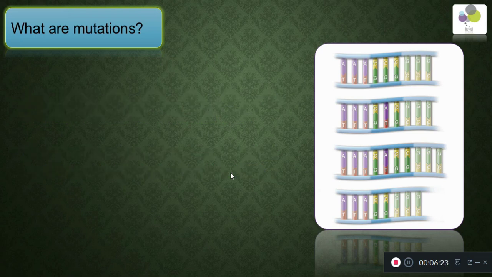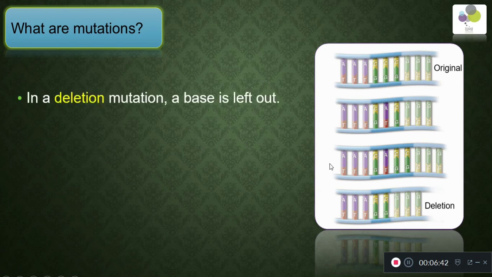Let's see them, guys. This one is the original DNA, which is made up of 3 base pairs of adenine-thymine, 3 base pairs of cytosine-guanine, and 3 base pairs of guanine-cytosine. So this is the original one. In the case of deletion, 1 base pair is deleted. So we have only two base pairs of cytosine-guanine. So 1 base is left out.